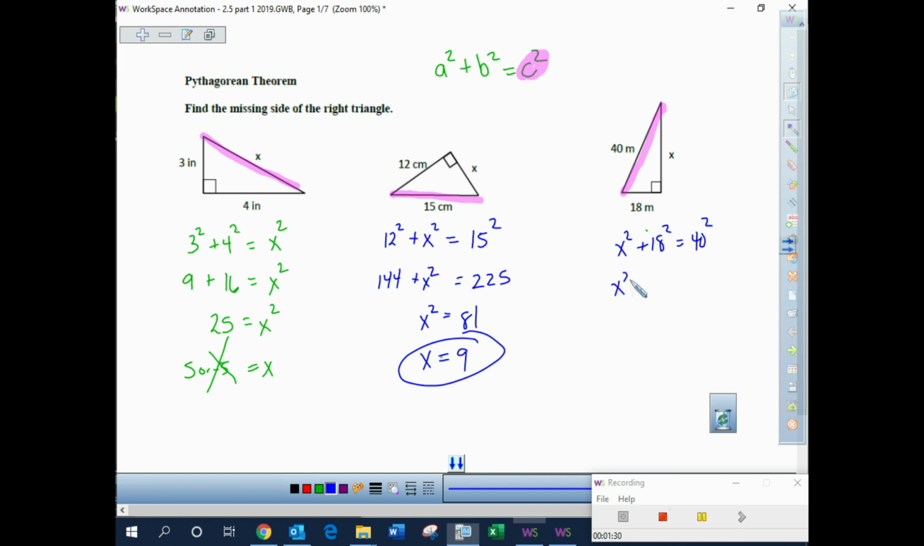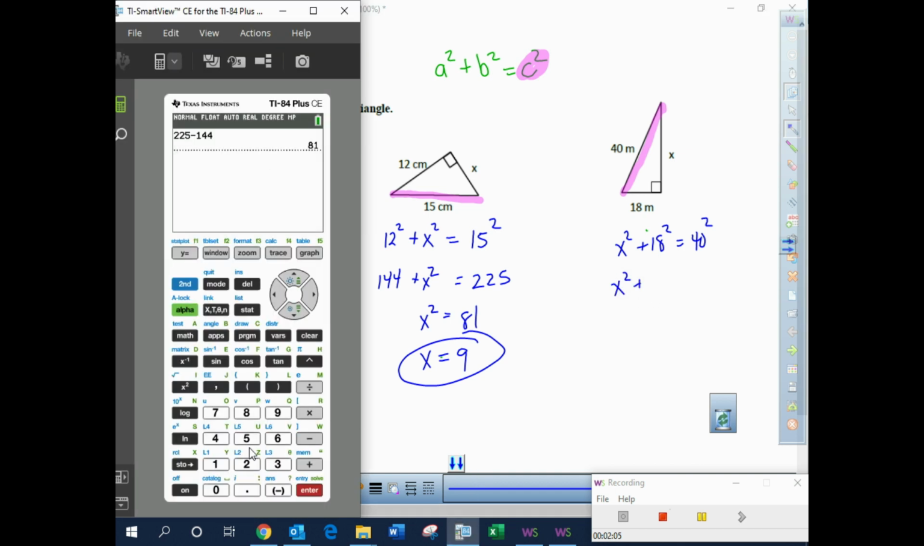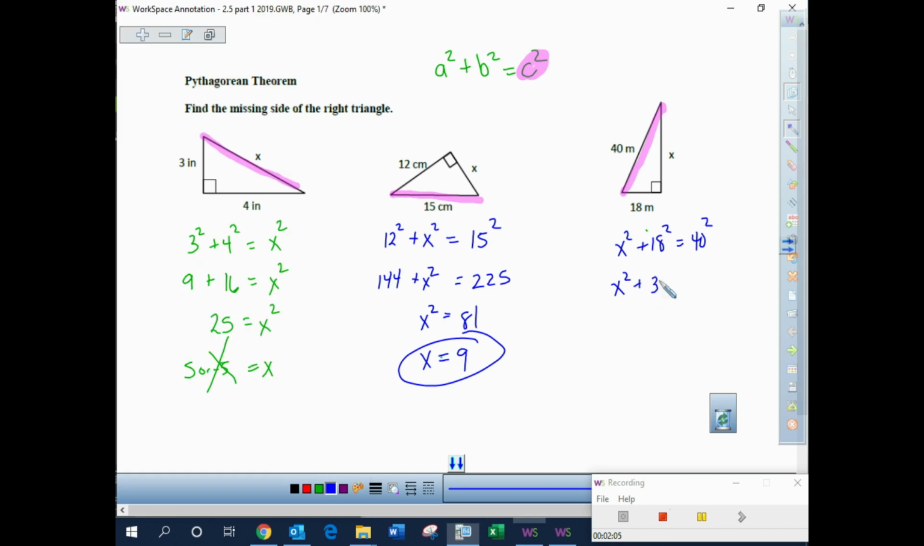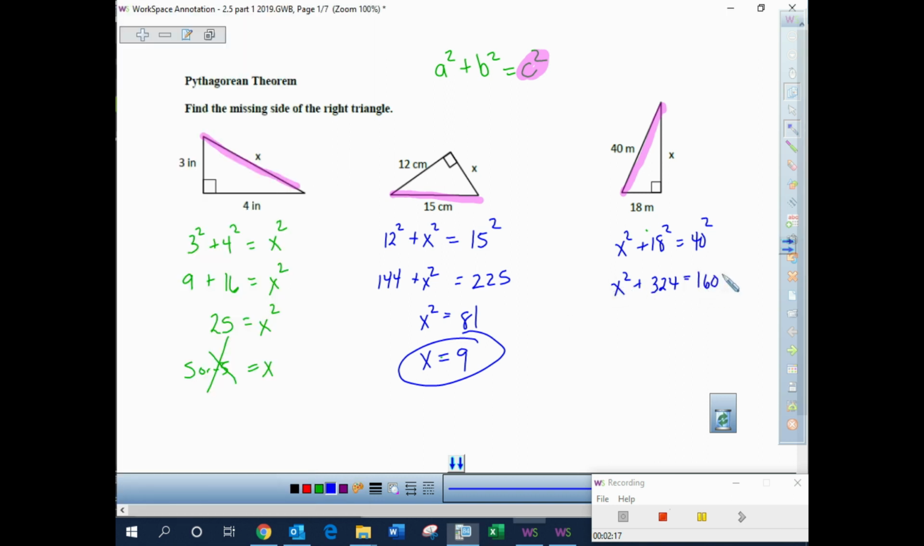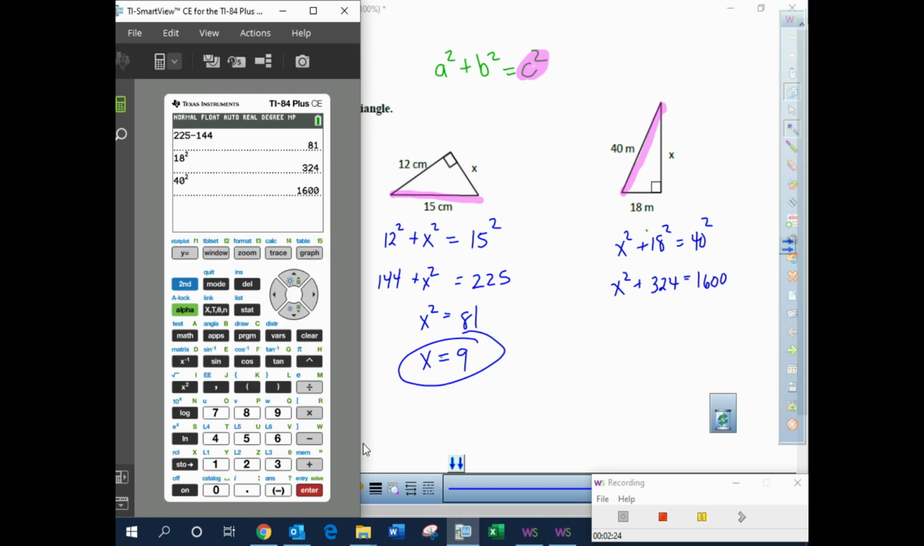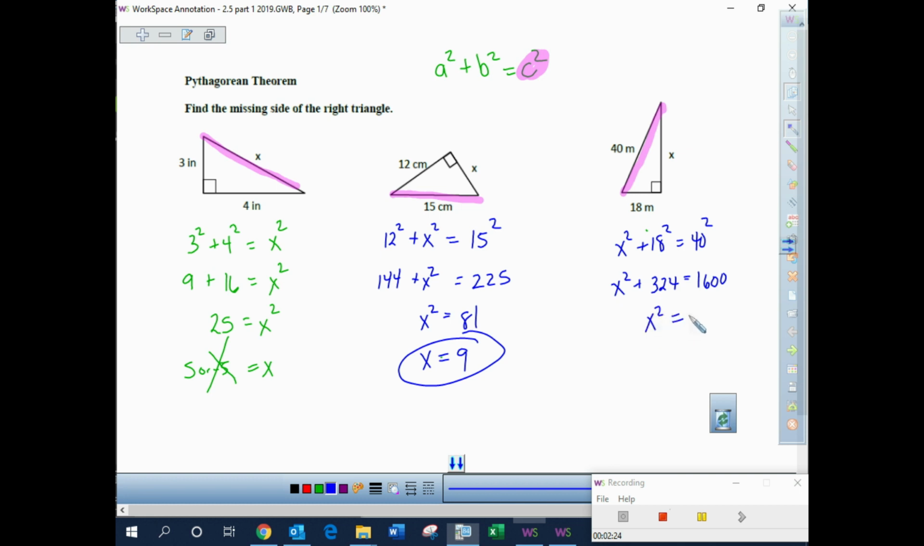And we don't necessarily have these memorized, so we'll punch them in. 18 squared is 324. And 40 squared, I'll bet you that's 1600. Let's see, 40 squared, yep, 1600. And then I will subtract 324 away from that and get 1276.